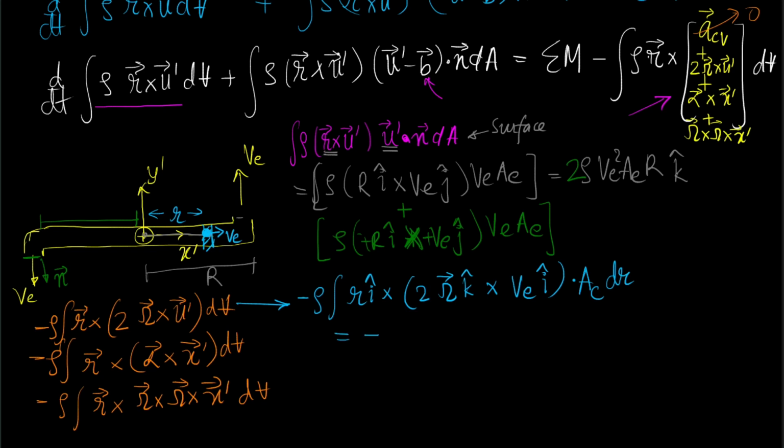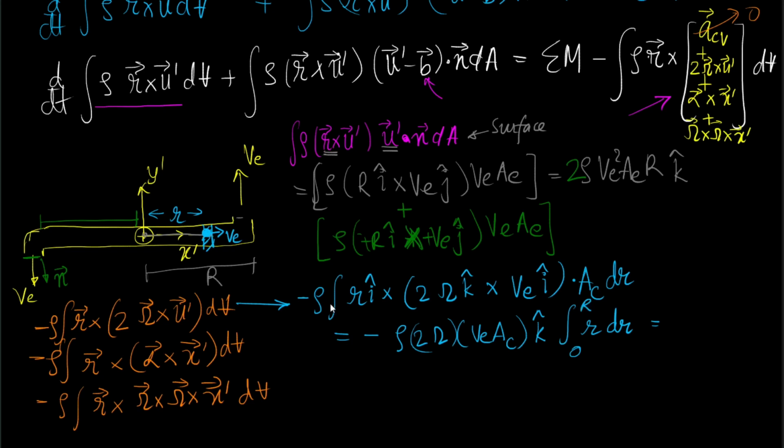So this becomes minus rho, 2 omega. This omega is not going to be a vector because I've accounted for the k vector over here. So it's going to be minus rho, 2 omega comes out, VE comes out, AC comes out. Okay, so k cross i is going to be j, i cross j is going to be k, so there's a k vector over here, and it's going to be integral r dr, and r is going to vary from 0 to capital R.